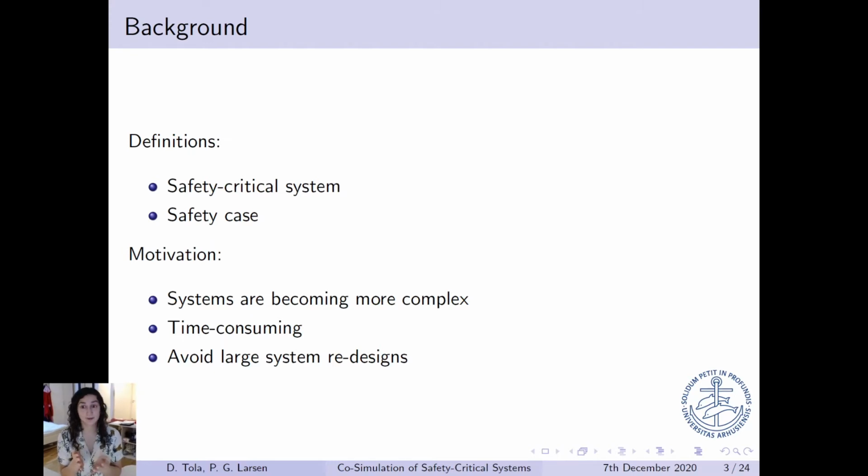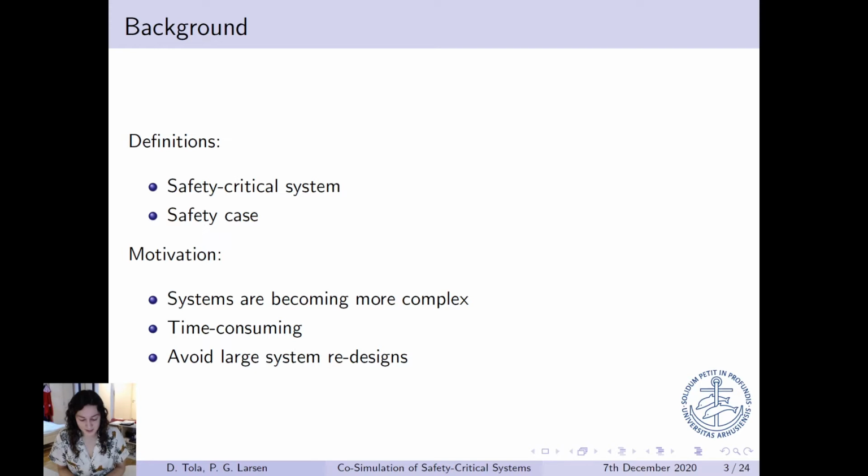So first I will introduce the two main definitions, a safety critical system and a safety case. A safety critical system is defined as a system that, if an error occurs or it malfunctions, may damage its surroundings or its environment. So if it fails, it could potentially kill or injure a human being or an animal. So in order to ensure the safety of these systems, a safety case usually must be created.